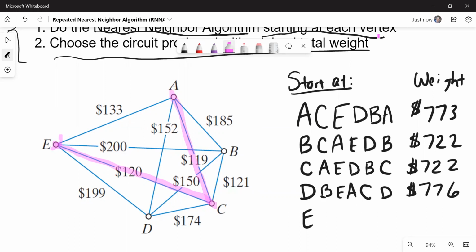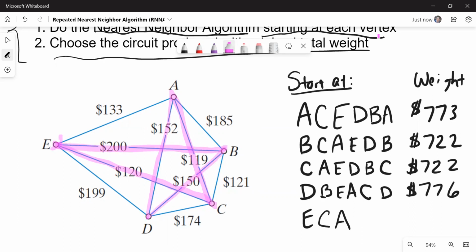Now we only have 2 places left to go. Let me update my letters. So far, I went from E to C to A. Notice I have not yet visited B or D. So from A, the cheapest is actually D. All right. And then I have no choice but to go back to B and then back to E.